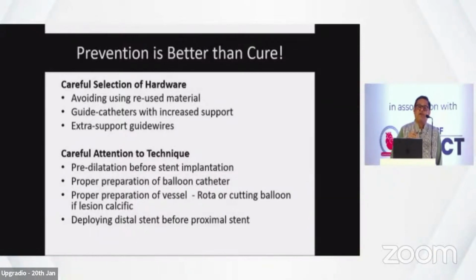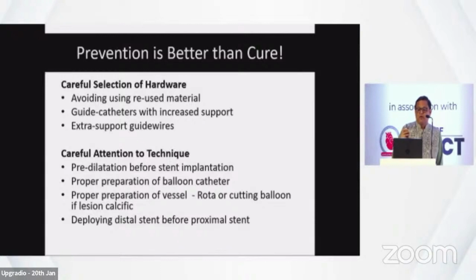Then go for guide catheters with higher support, and go for extra support guide wires. So guide catheter should also have a higher support and extra support guide wire. Plus, pay very careful attention to the technique. So very important to prepare the lesion very well, maybe pre-dilatation, proper pre-dilatation with a proper sized balloon catheter, and if required, if it is calcium, then rota, or even use of cutting balloon.